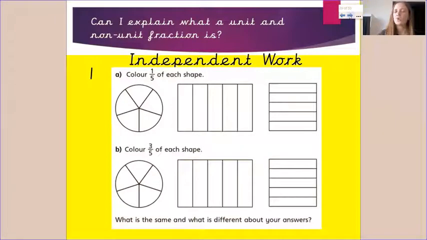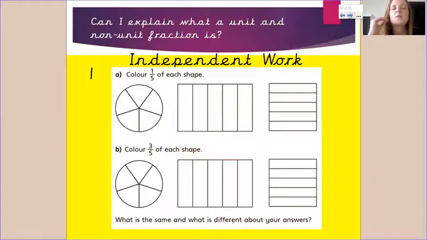Here is your independent work for today. Color in 1/5 of each of these shapes. So you will be coloring in 1/5 of each shape. You can maybe draw them yourself or pause the video and well, you will have to redraw them, sorry. Pause the video now, redraw these shapes, making sure that they've got equal parts, and then color in 1/5. And then you can either use the same shapes or redraw them underneath.